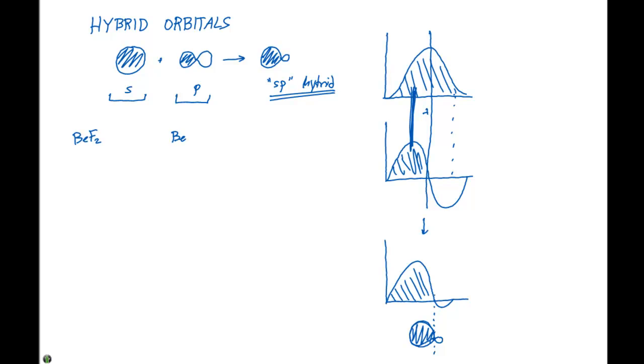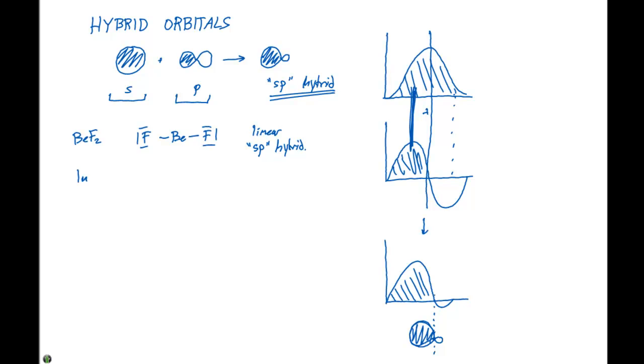We drew BeF2 in a previous section, and here's what we kind of have resulting. We said this molecule was linear and it had an sp hybridization on the central atom. So the question is, what's the motivation for all of this?